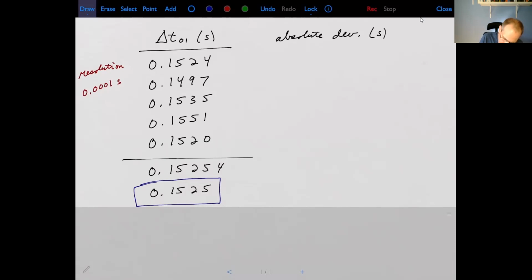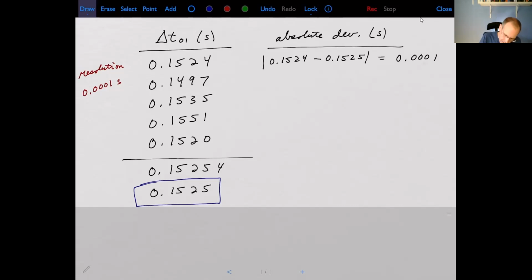These are also in seconds. And remember, that's how far each data value is away from the average. So remember, the way you calculate that is you do the absolute value of your first data value minus the average, and then take the absolute value of that. Well, 0.1524 minus 0.1525 is negative 0.0001, but when I take the absolute value, it's going to be positive 0.0001, right?